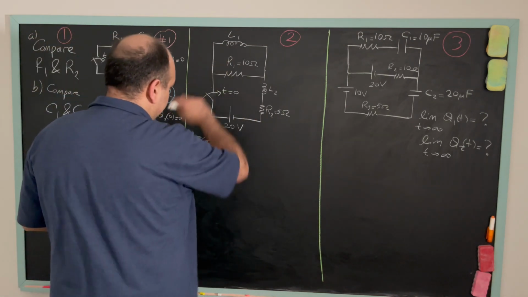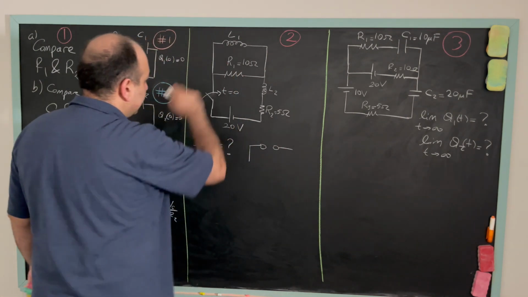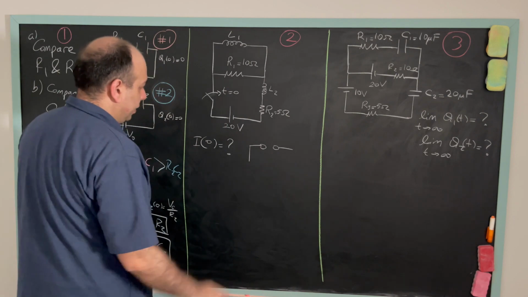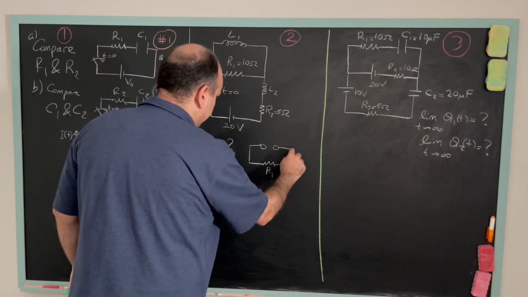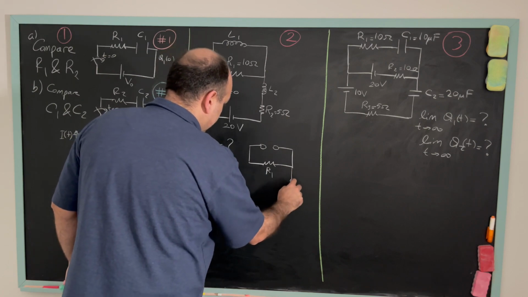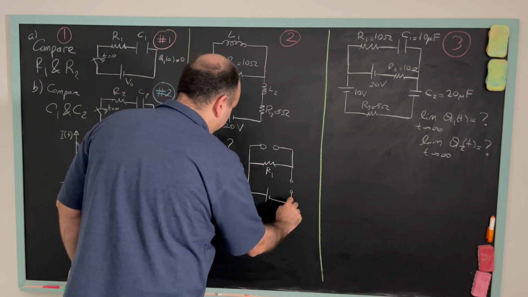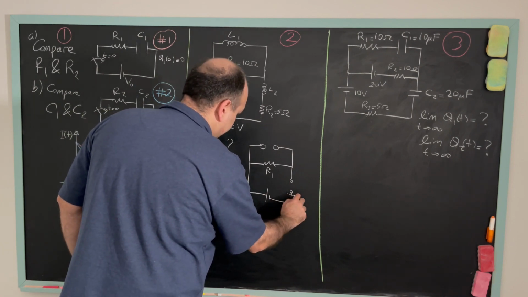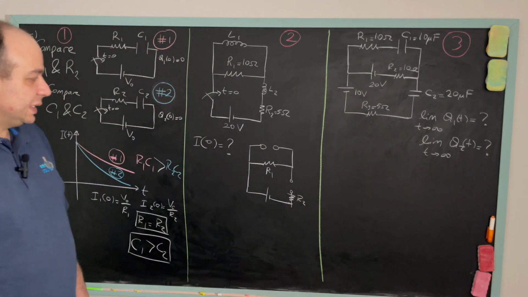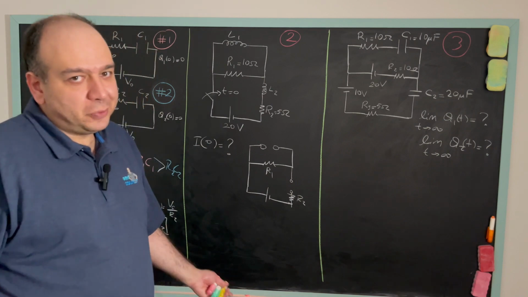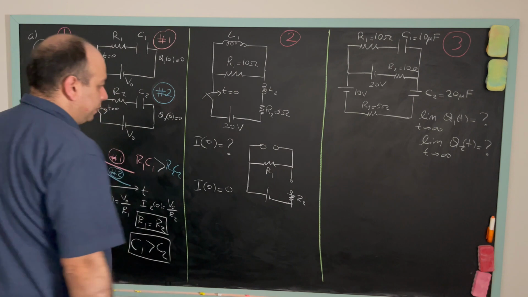So if I want to replot this, wherever I see an inductor, I'll replace it with an open. So there is R1 here, and there's also R2 here, right? So what do I see? Do I see any closed loops? No. So the current at time t equal to 0 must be equal to 0.